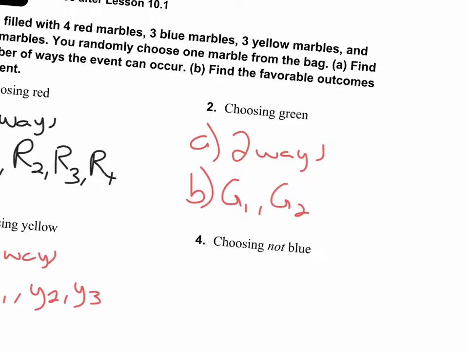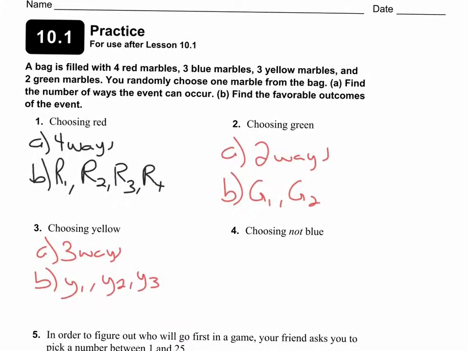Okay, choosing not blue. So we have to look at all the ones that are not blue. So we have 4 reds, 3 yellows, and 2 greens. So all together, 4 plus 3 plus 2, which gives you 9 ways. So there's 9 ways of not choosing a blue.